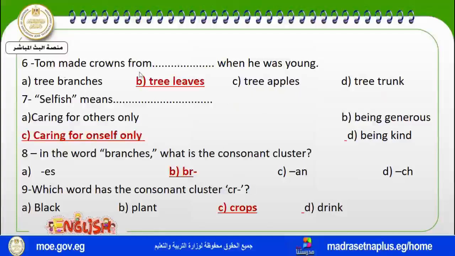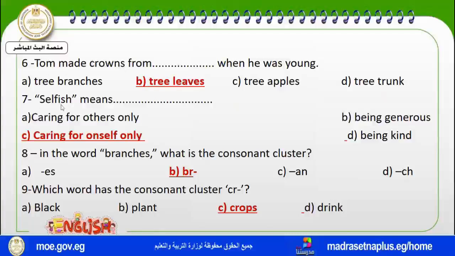Tom made crowns from tree leaves. He collected the leaves and turned them into a crown when he was young. He cannot use the branch because the branch is very rough. It will be broken if you try to do something with it. Sure, he cannot turn the apple into a crown. The apples are eaten. And the tree trunk is very strong and powerful. He cannot get it and make crowns from it. So the tree leaves are the thing which Tom can use to make crowns from.